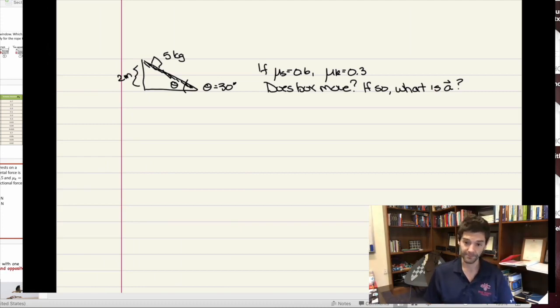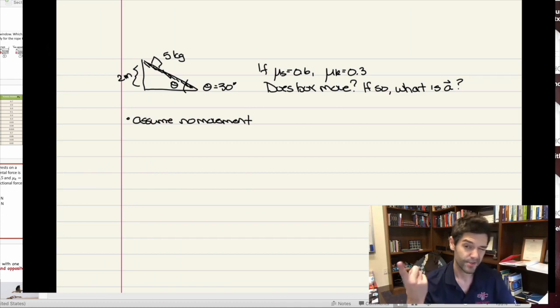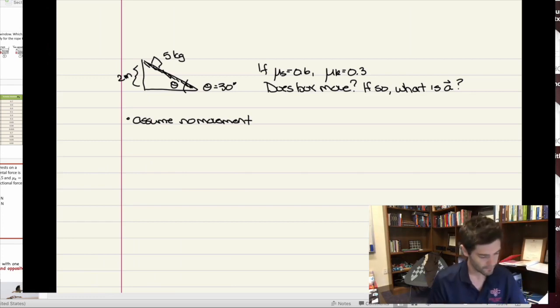All right, we're off and running. My first step would be to assume no movement. Therefore, I know the friction force is static friction, and we just need to make sure that it is not too great. There's only a maximum amount of static friction that is possible.